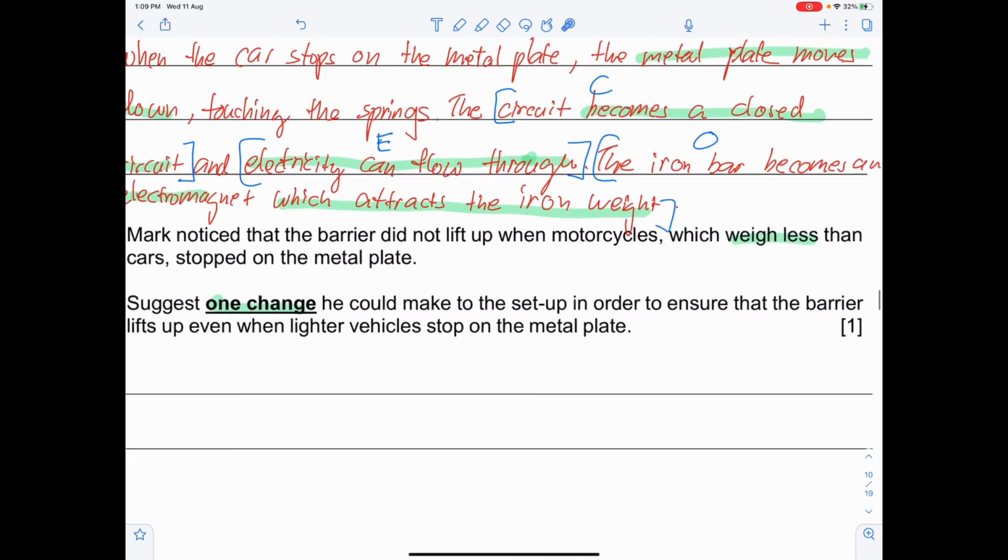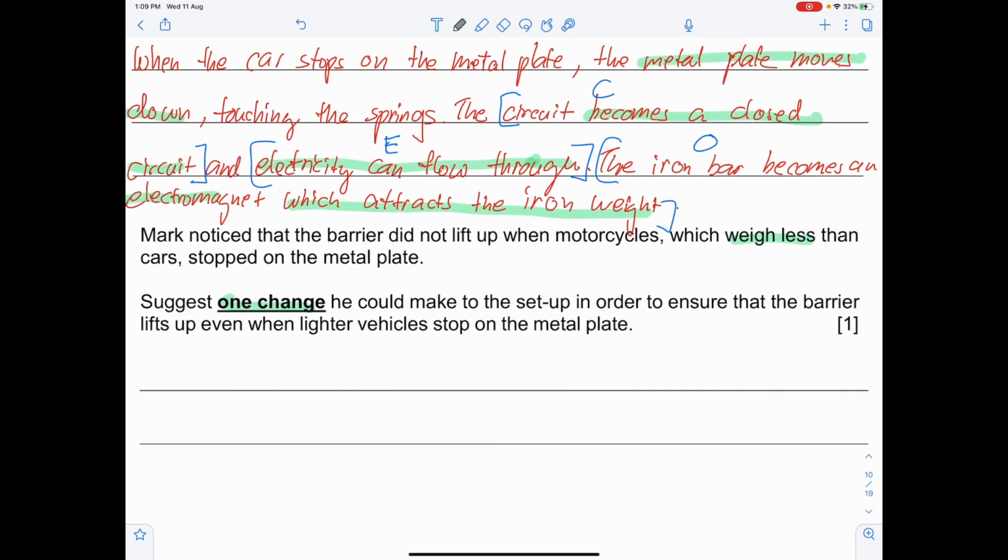So you can say: increase the length of the spring. By extending the length of the spring, you have closed the gap, or made the gap between the spring and the metal plate smaller. So now the motorcycle, when it's on the metal plate, will have a smaller distance to move downwards in order to touch the contacts.